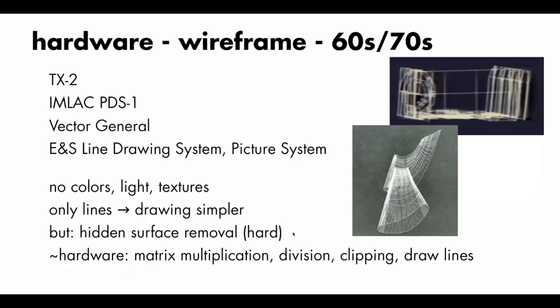Today, we don't need that anymore because we have Z buffers, but back in the day, that was quite a difficult problem. So the hardware at that time roughly could do matrix multiplication, division, clipping, which is easier if you're only drawing lines, by the way, and well, actually also drew lines. So that was the 60s and 70s. Obviously, there was some development. I mean, two decades' worth of development in one slide is not going to do it justice.